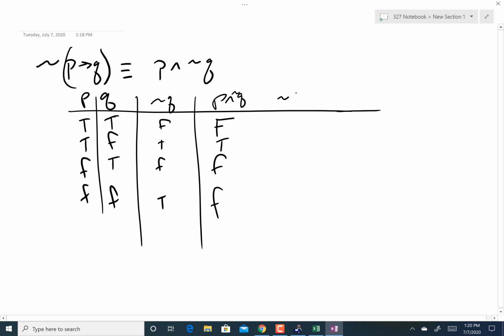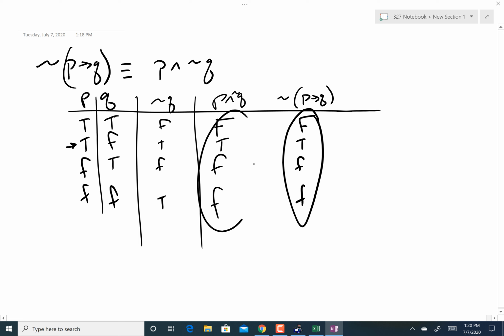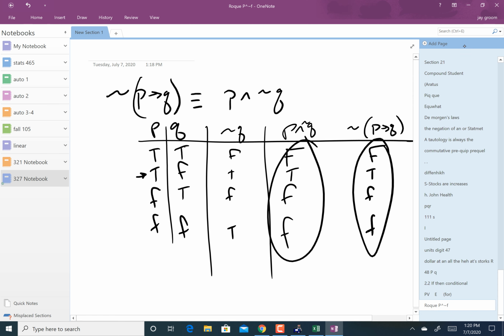Okay, so not P then Q. Well, I don't have P then Q, but it's not that hard to figure out. The only one that's false is this guy, right? That's the only one that's false. So the negation would be false, true, false, false. And because this is the same as this, they are logically equivalent. Boom. Done. Okay.